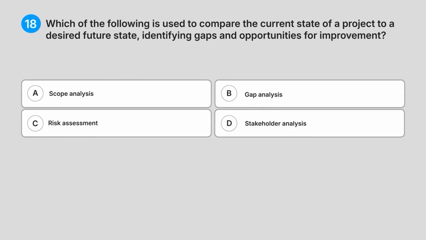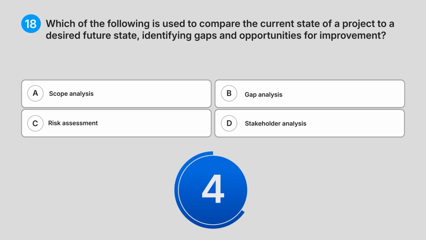18. Which of the following is used to compare the current state of a project to a desired future state, identifying gaps and opportunities for improvement? A. Scope analysis. B. Gap analysis. C. Risk assessment. D. Stakeholder analysis. Can you guess the answer?